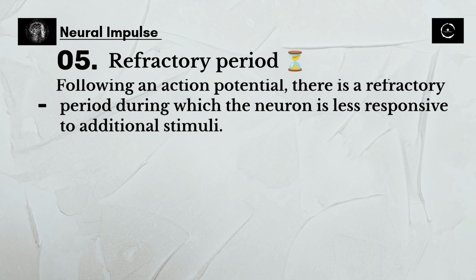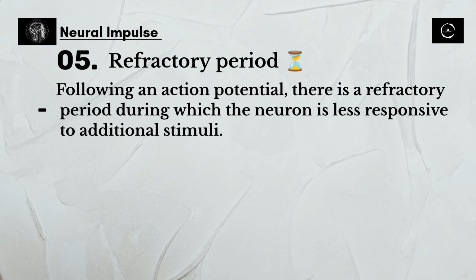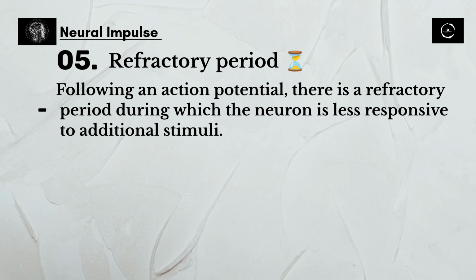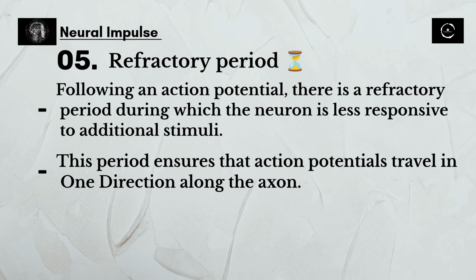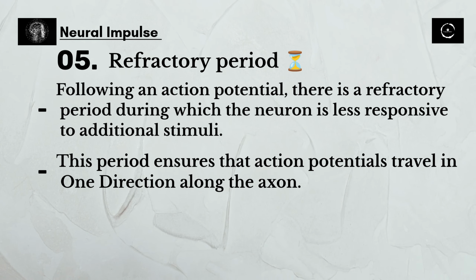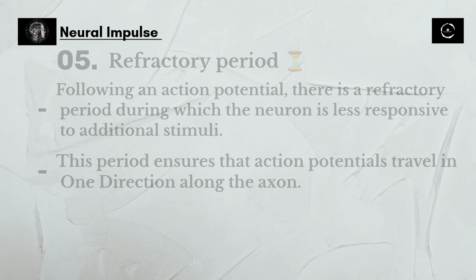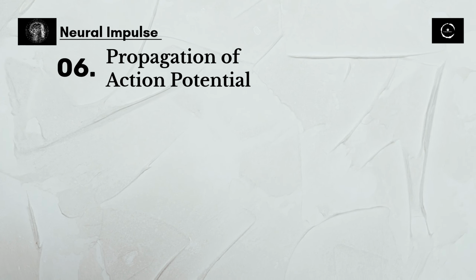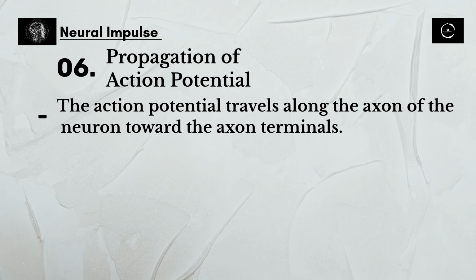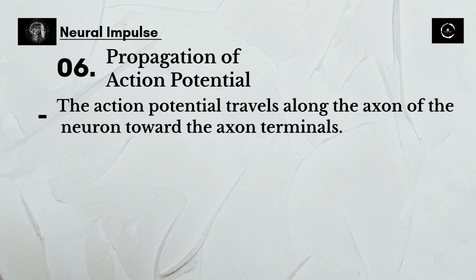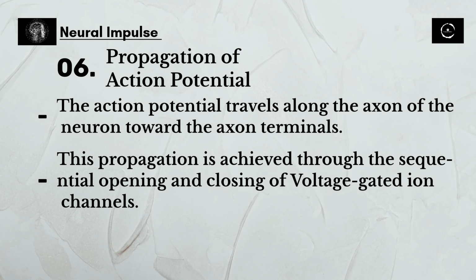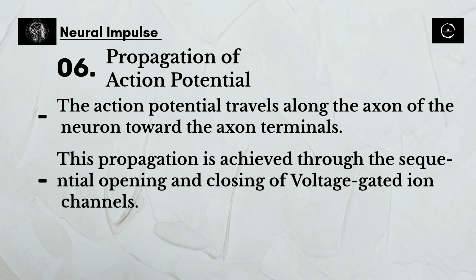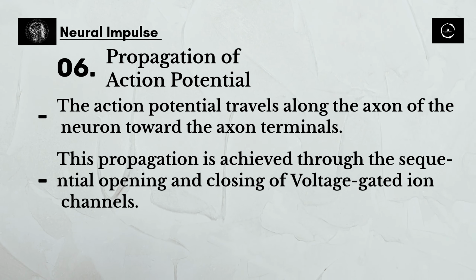Number 6, refractory period. Following an action potential, there is a refractory period during which the neuron is less responsive to additional stimuli. This period ensures that action potentials travel in one direction along the axon. Number 7, propagation of action potential. The action potential travels along the axon of the neuron toward the axon terminals. This propagation is achieved through the sequential opening and closing of voltage-gated ion channels.